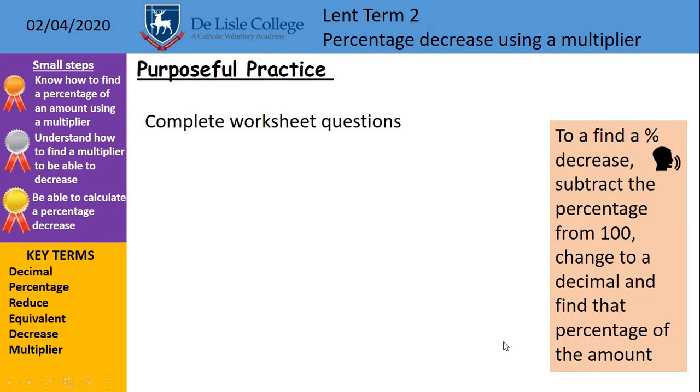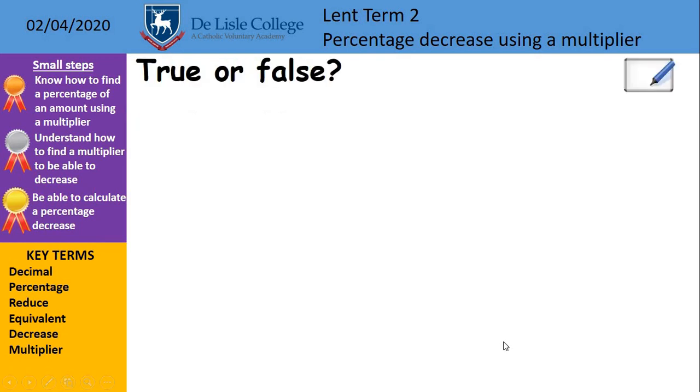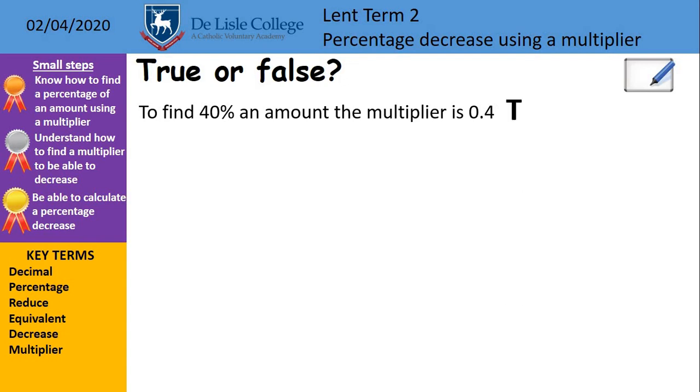On to the true or false questions then. To find 40% of an amount, the multiplier is 0.4. True. I'm not asking you to decrease at this time, so we're just finding 40%. So if we were just finding 40%, yes, we would divide by 100 and use a multiplier of 0.4.